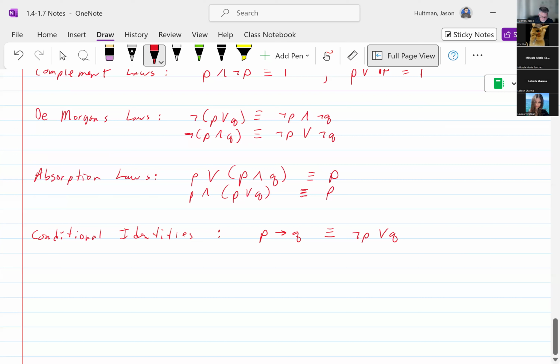The same with P if and only if Q is logically equivalent to P going to Q, and Q going to P.